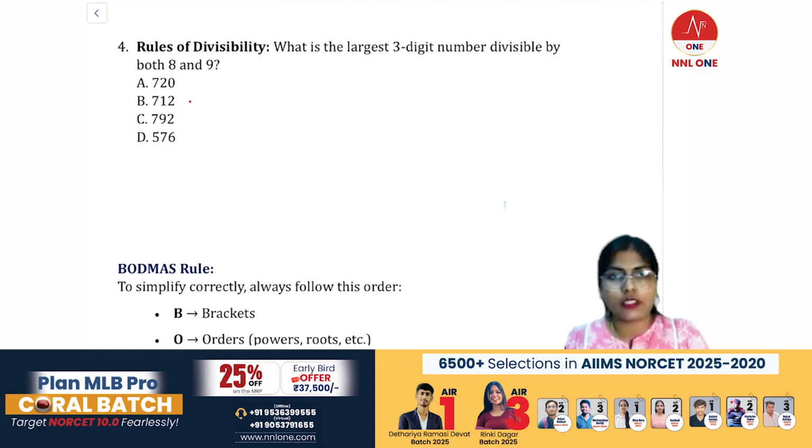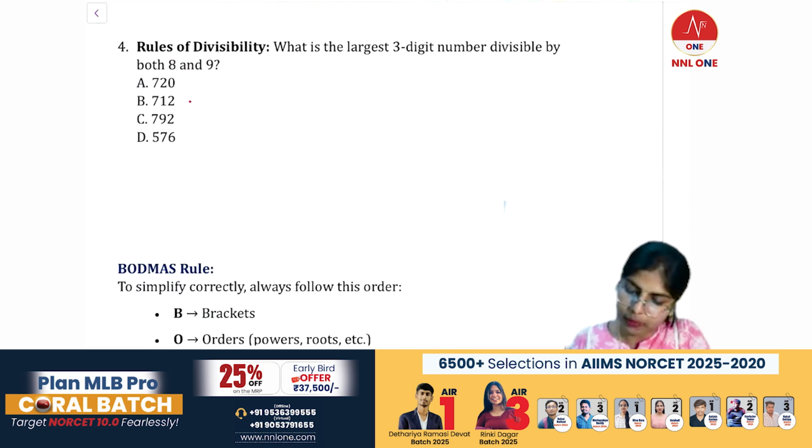So the fourth question, what is the largest 3-digit number divisible by both 8 and 9? What is the divisibility rule of 9? Sum of the digits. The resultant answer should be divisible by 9. So the entire number will be divisible by 9. What is the divisibility rule of 8? The last 3 digits should be divisible by 8. Then the entire number is divisible by 8. But here only 3-digit numbers are given. So we'll check it.